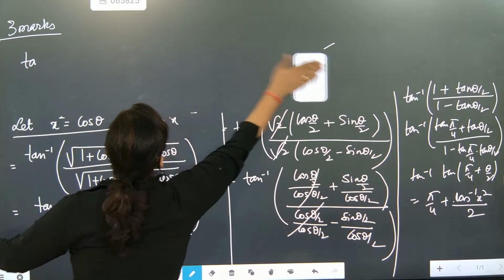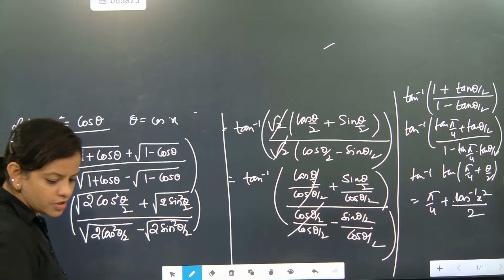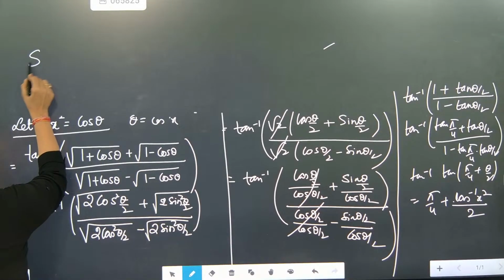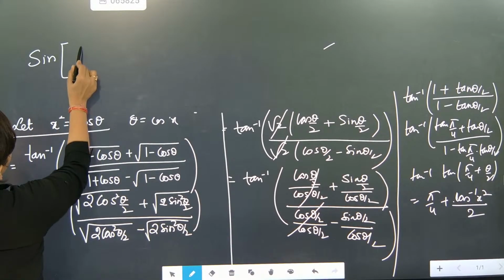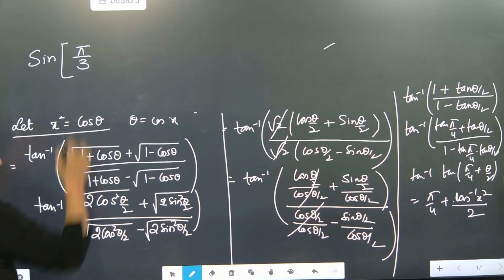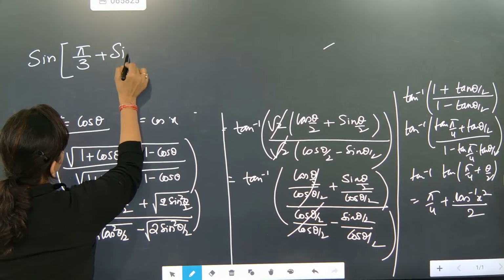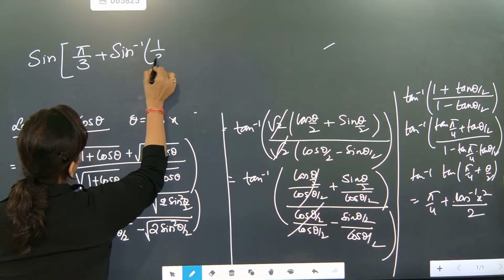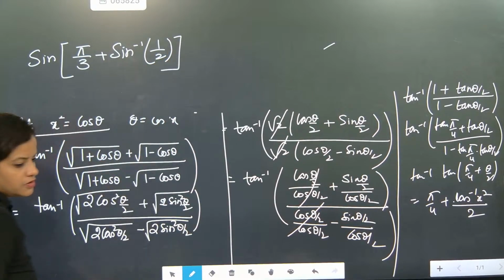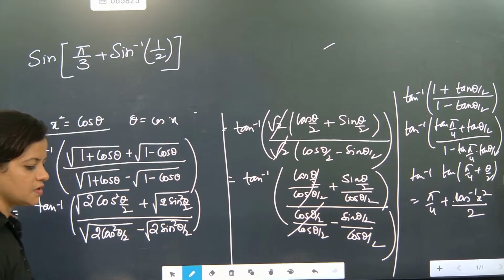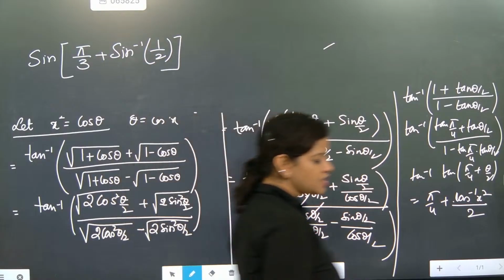Question is, this question you try and find the solution. Your question is sine of pi by 3 plus sine inverse 1 by 2. Please solve this question. And your time starts now.